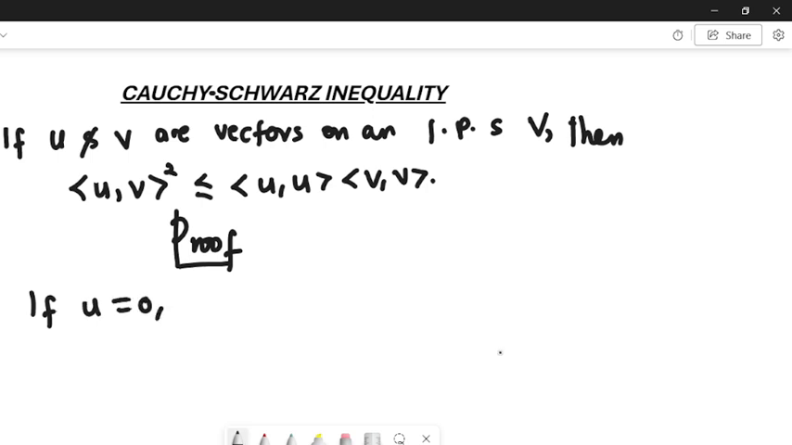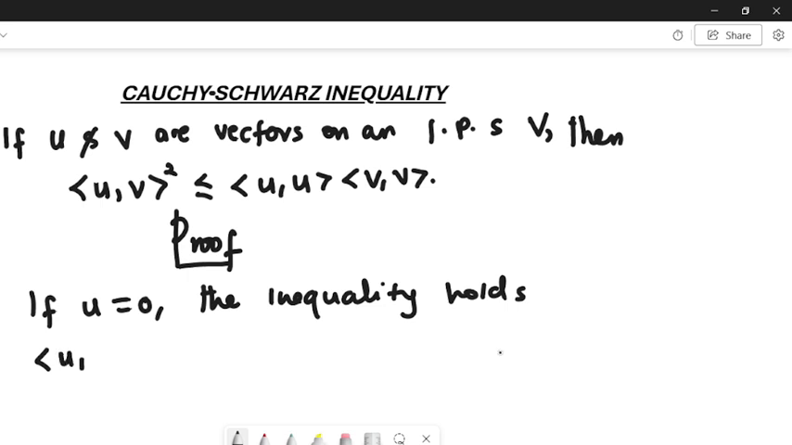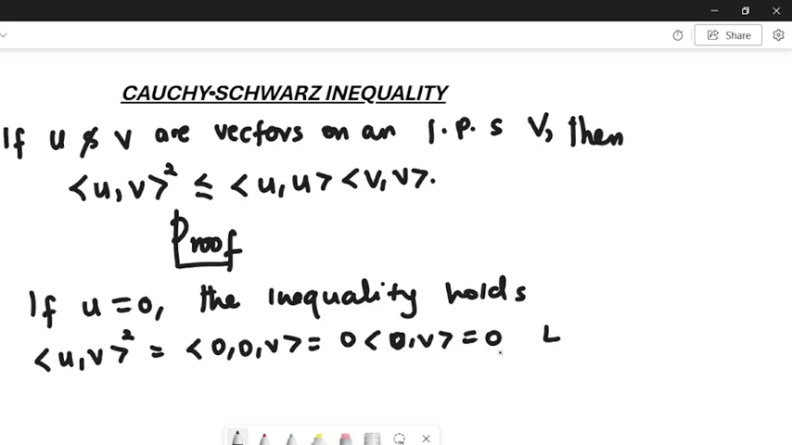So if u is 0, automatically the inequality holds. You can see that you will have the inner product of uv squared. This will be 0, 0v, which is 0. Now u is also a 0v, which just gives you a 0. This is the left hand side. And the right hand side, you're going to have the inner product of 0 and 0, which is just 0.